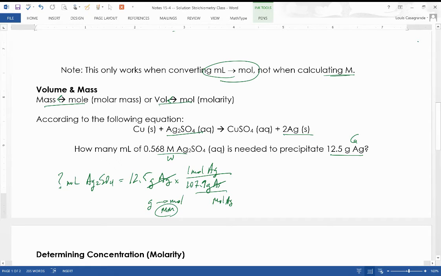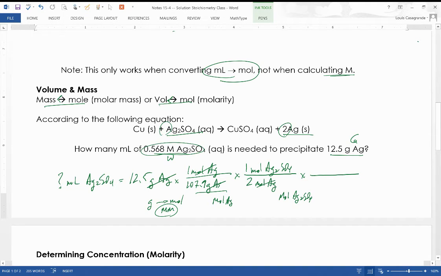Now I go to the mole-to-mole ratio, the balanced chemical equation. Notice I've got 2 moles of silver in the denominator, and I only need 1 mole of silver sulfate in the numerator. Let's cancel out the moles of silver, and now that's going to get me to moles of the silver sulfate. Since I have moles of the silver sulfate, I've got my molarity.